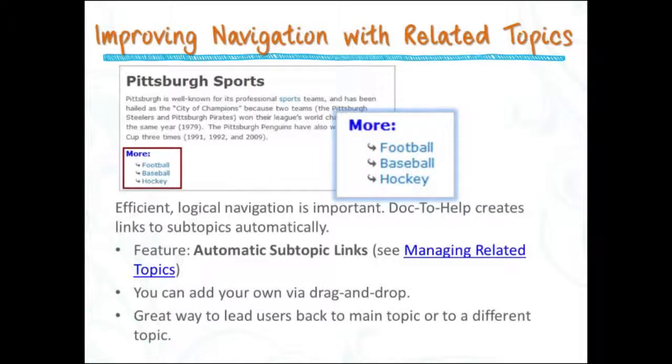DocToHelp created these related links for you automatically based on the heading styles. So that is done. Now, you could add more manually by drag and drop, which is what we're going to do in our exercise. You could change the icons. You could customize this a little bit. This is the default icon, these little arrows. You could change this text. You could have it say additional information, whatever you like. So that is very customizable.